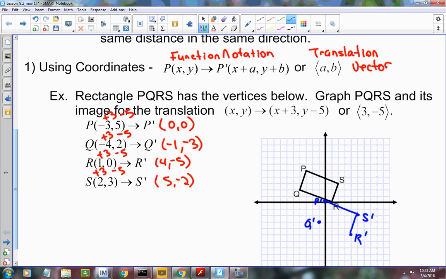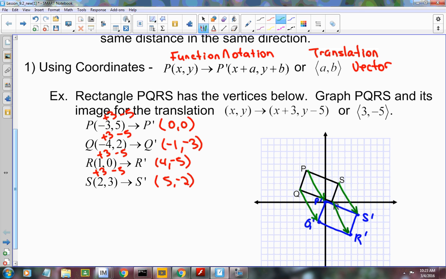All right, so we connect those points, and we have translated PQRS, I can't say it right, PQRS, through that vector. And you can see that if I draw it, each point is going the same distance in the same direction, so it's translating it through that vector.